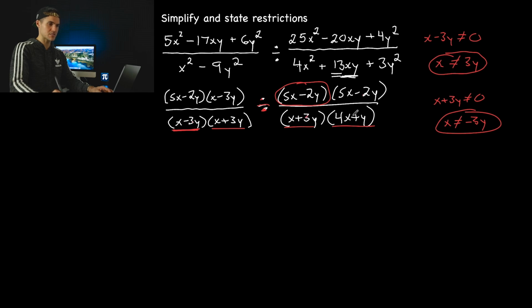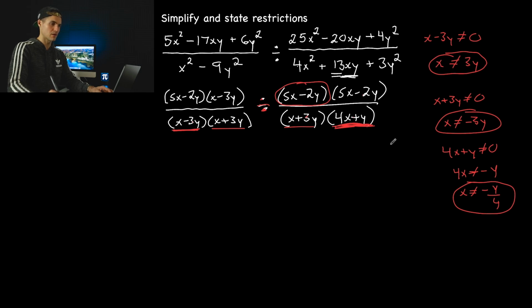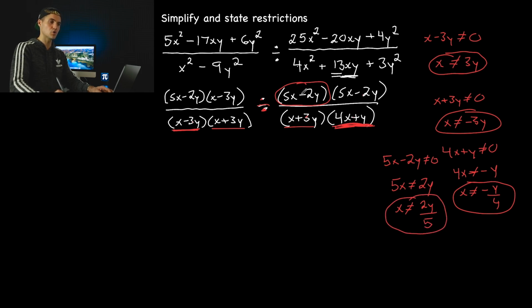The x plus 3y we just did. Okay, 4x plus y cannot equal 0, which means that 4x cannot equal negative y. Divide both sides by 4, so x cannot equal negative y over 4. So that's going to be the restriction from this factor. And then finally, the 5x minus 2y can't be 0, which means 5x can't be 2y, which means x cannot equal 2y over 5, like that. So that's going to be the restriction from the numerator of the expression that we are dividing by.